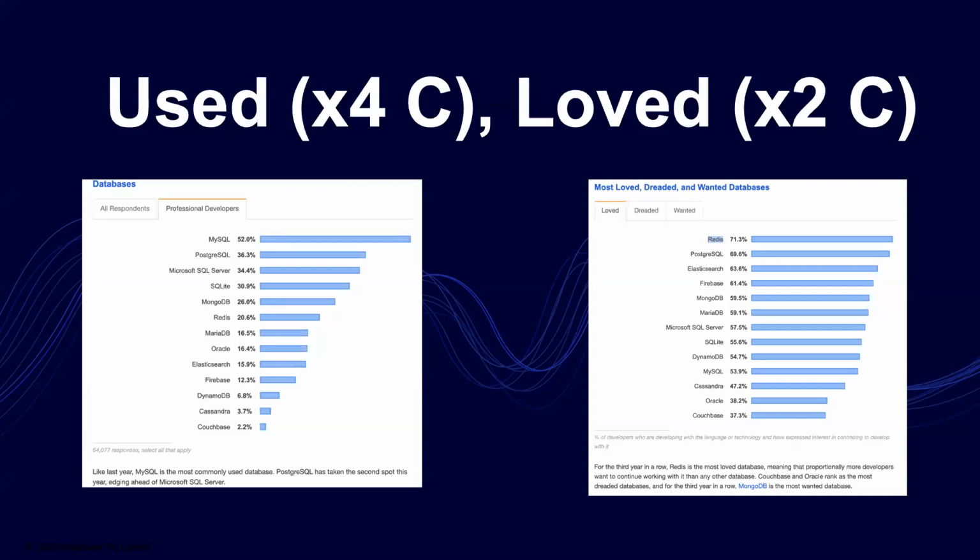What is the most loved, dreaded, and wanted database? Well, it's Redis. Why is it the most loved and hated and wanted at the same time? Well, it's all in memory. So imagine pulling the plug on your computer and you lose everything. That's kind of what Redis is. It's all in memory. It's really fast and it has some caveats. So that's kind of what it is.